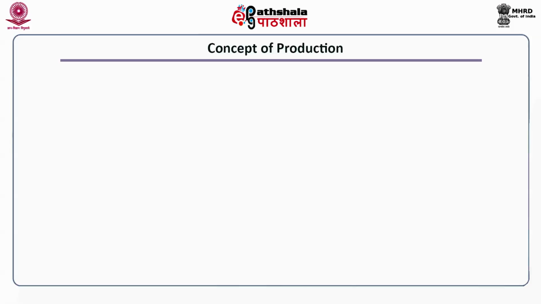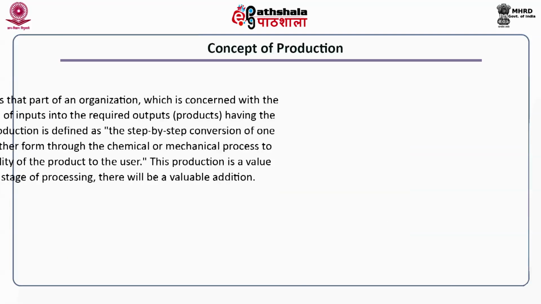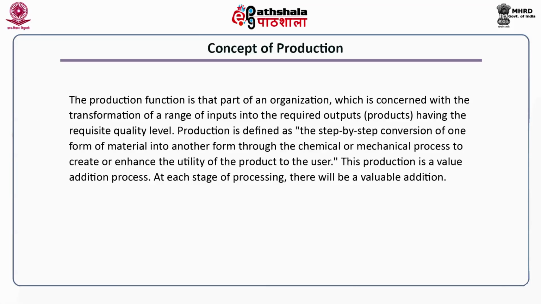Let us now understand the concept of production. The diagram is also shown and explained further. The production function is that part of an organization which is concerned with the transformation of the range of input into the required output, having the requisite quality level. Production is defined as step-by-step conversion of one form of material into another form through a chemical or mechanical process to create or enhance the utility of the product to the user.